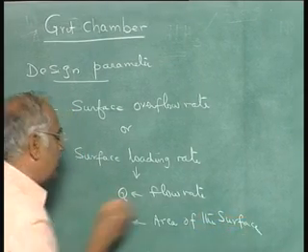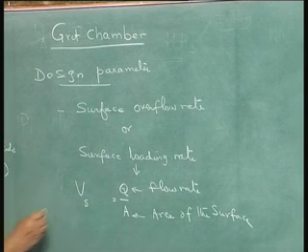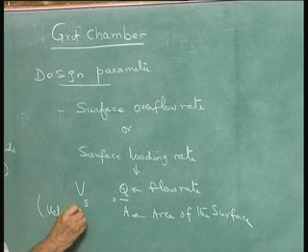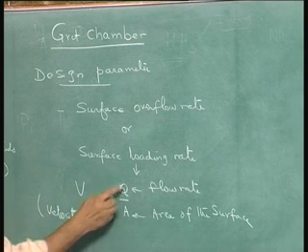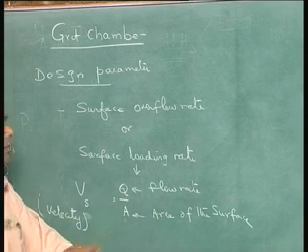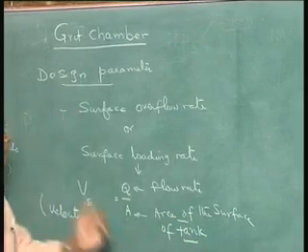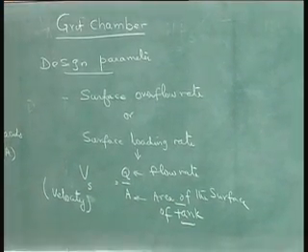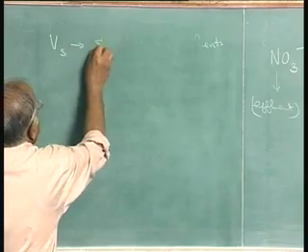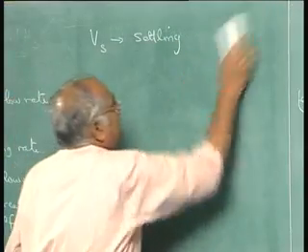So this is nothing but a velocity, Vs. So this Vs is equal to Q by A. Q is the flow rate and A is the area of the surface of the tank. So that is what Vs is about. And now this Vs is nothing but the settling velocity of the particle. Settling velocity of the particle.